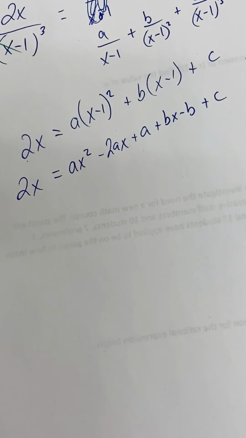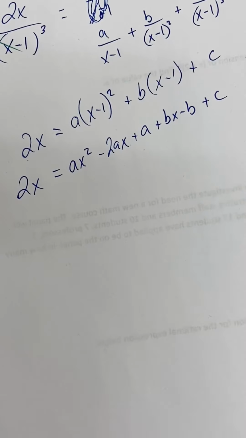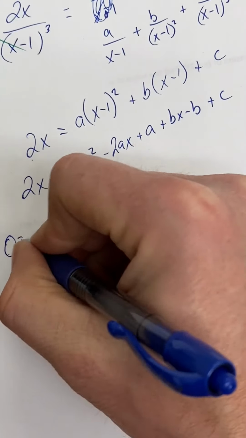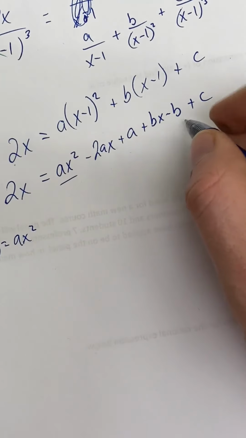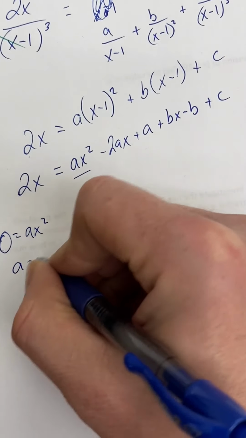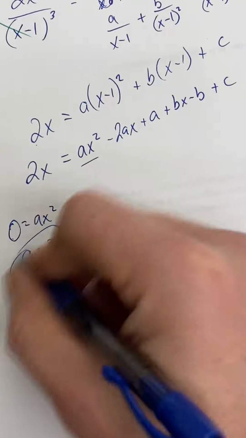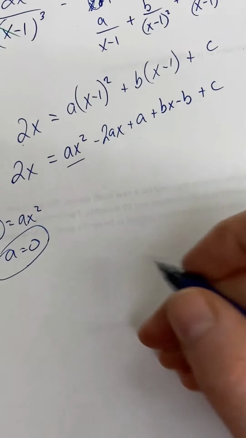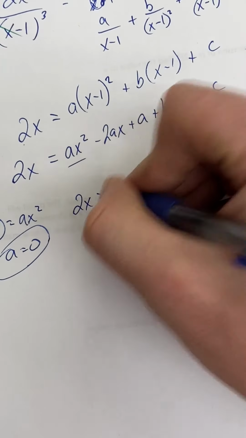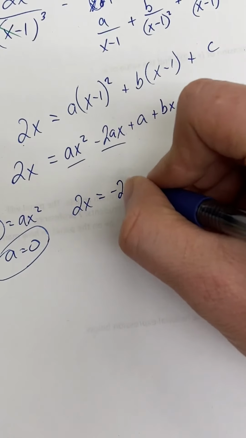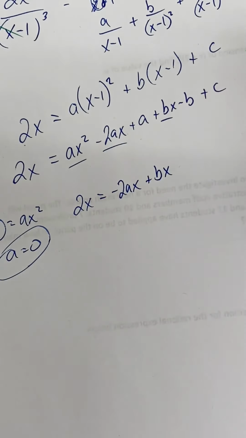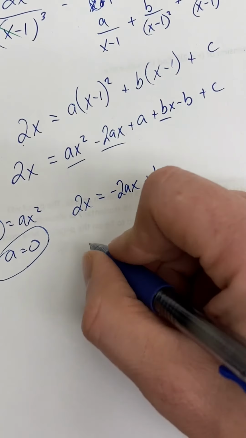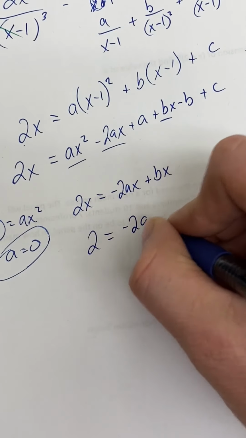Now, on the left, a lot of these are going to be 0, so that's kind of nice. We don't have an x squared, so 0 is going to equal ax squared. And that's it, so a is 0. That's done. That's kind of nice. All right, we got 2x. That's going to equal negative 2ax plus bx. And looks like that's it for the x's. So 2 is going to equal negative 2a plus b.